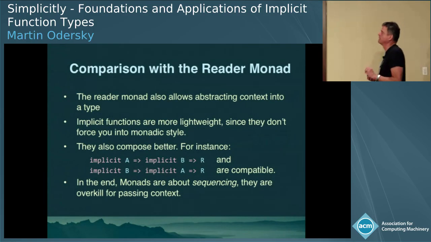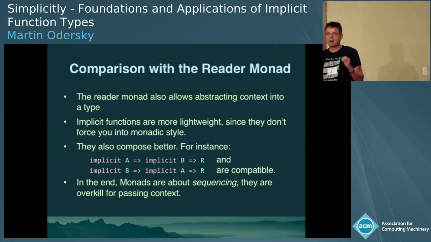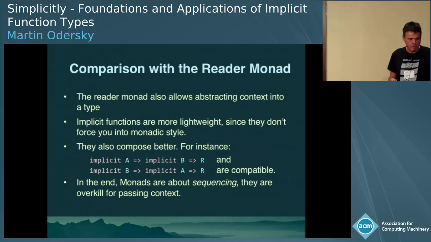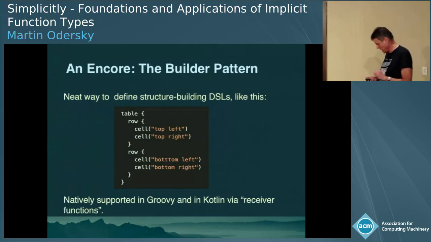So I believe in the end, monads really are about sequencing. There's an important sequencing control aspect. So to use them just for passing context is overkill, and gives you a lot of problems, both performance-wise and compositionality-wise. Okay, so I think I have a little bit more time, so let's just do an encore. One other example in the paper was the builder pattern.